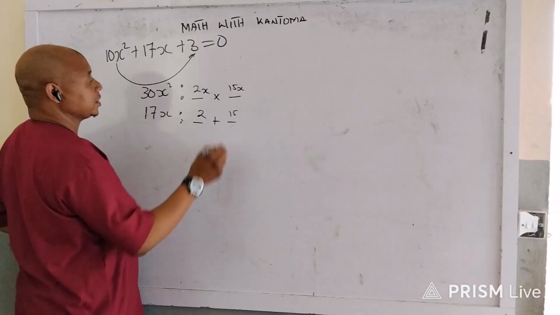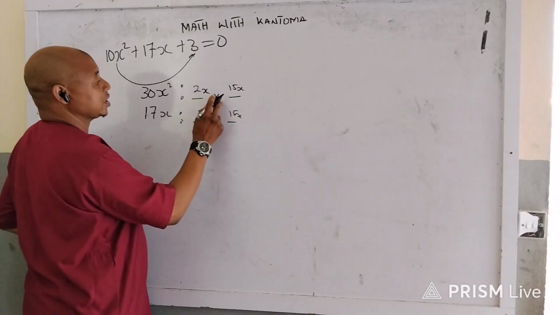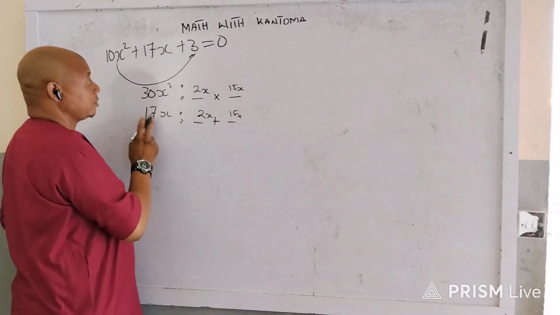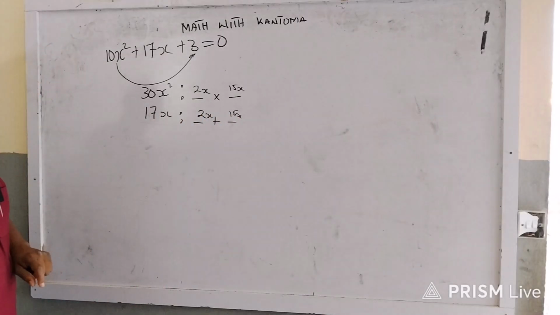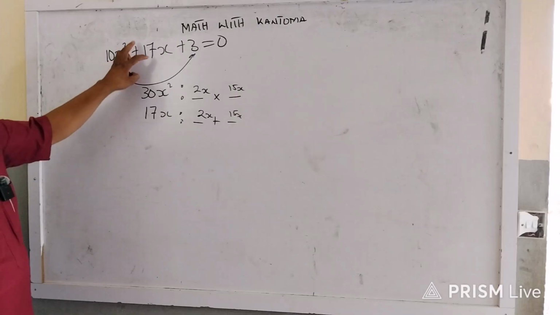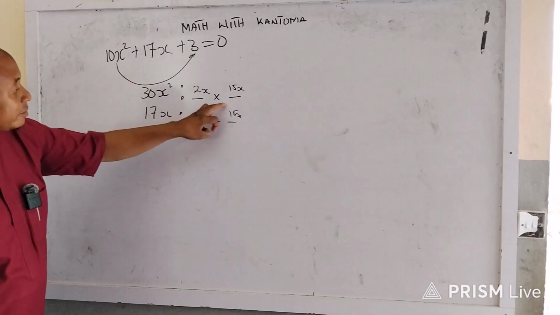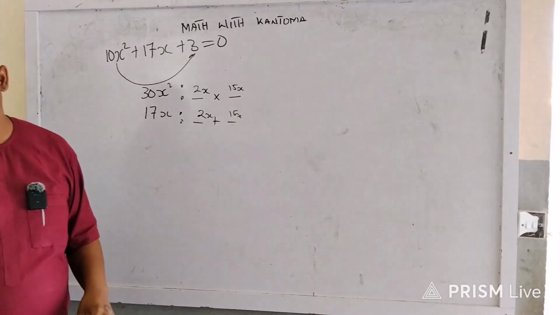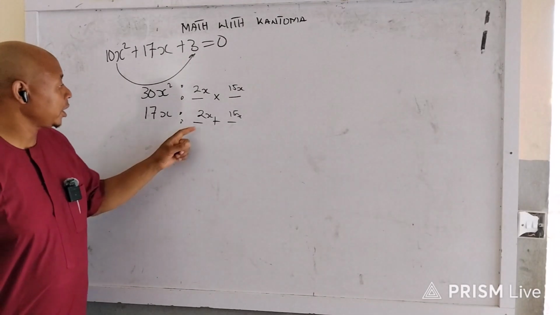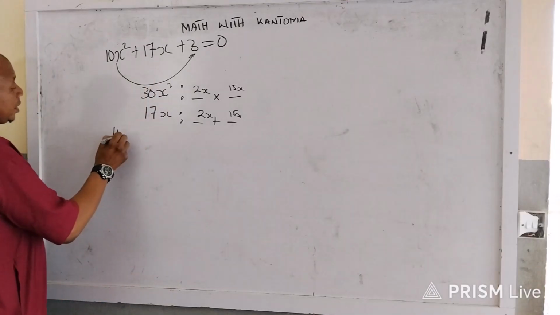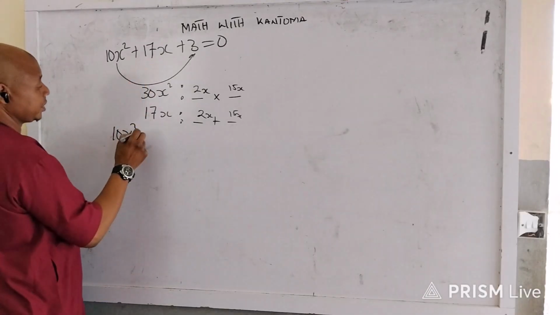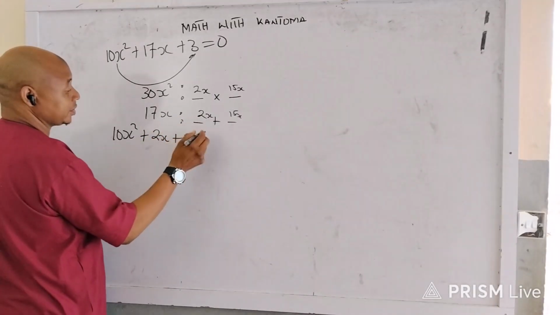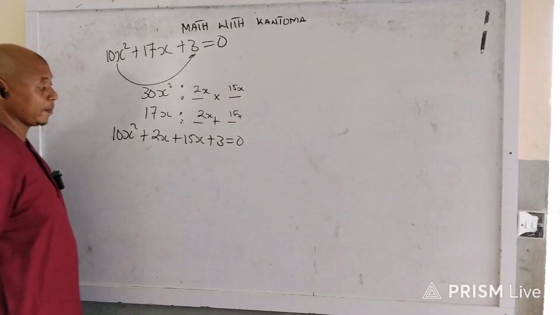So I'll say 2x and 15x. If we multiply 2x times 15x, it gives us 30x squared. And 2x plus 15x gives us 17x. So now, instead of writing the middle term as 17x, I can substitute it like this. We write the equation now as 10x squared plus 2x plus 15x, which is still 17x, plus 3 equal to 0.